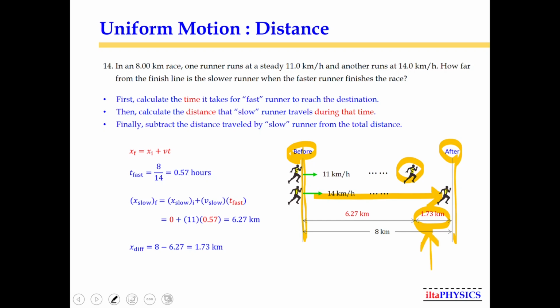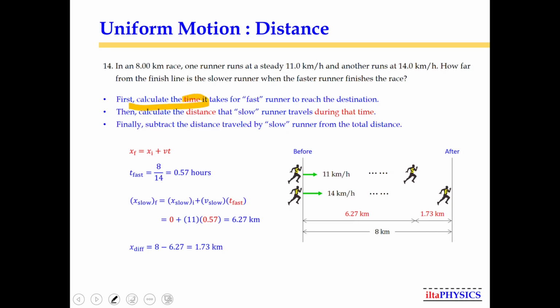Let's set up a strategy based on that explanation. First, calculate the time it takes for the faster runner to reach the finish line. Then, calculate how far the slower runner traveled during that same time interval. Finally, subtract the slower runner's distance from the total distance to find the gap between them. Now, let's do the quantitative calculation using the formula. We only need one formula: final position equals initial position plus velocity times time.